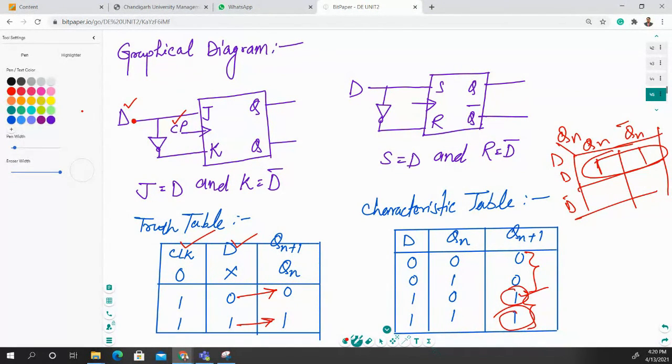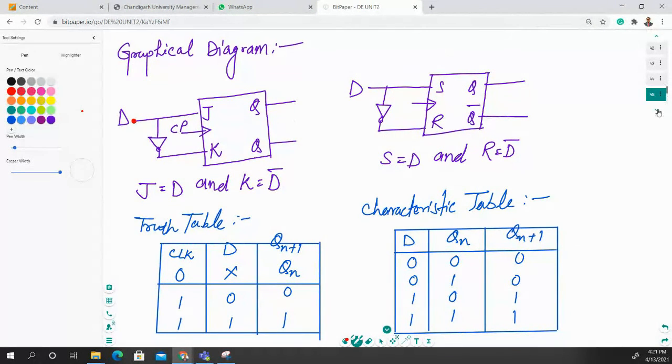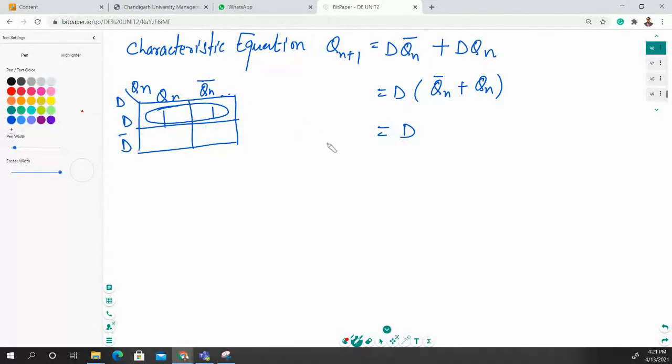And what is the output for this? If you solve this K map, output is equal to, quickly give your response. D, yes, output is D because this Qn and Qn bar is changing, so we will not consider these things. Only the output is D. So it is giving you the single output, which is D. So we have designed this circuit right here.